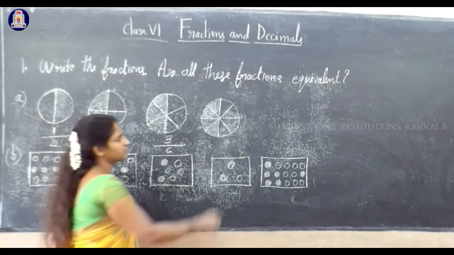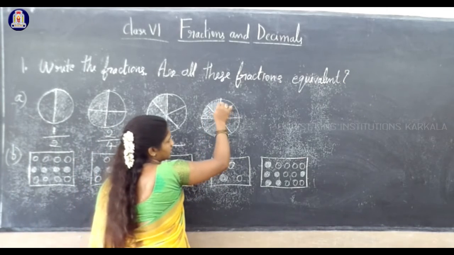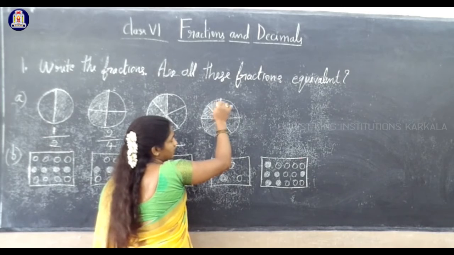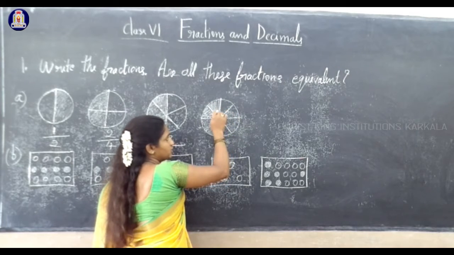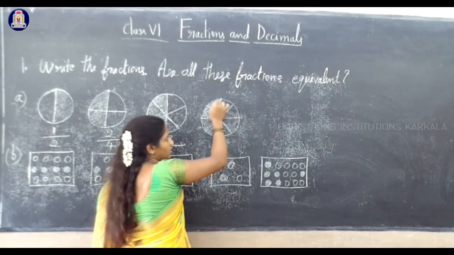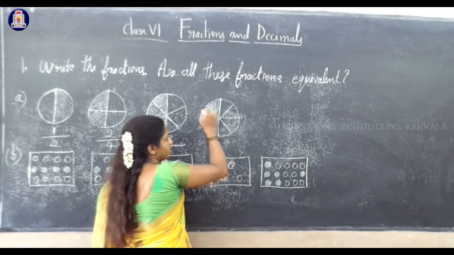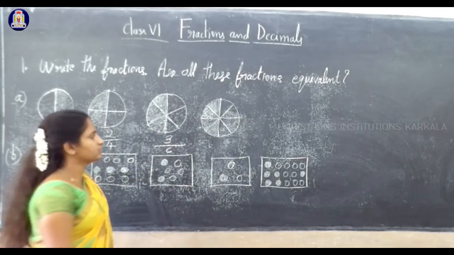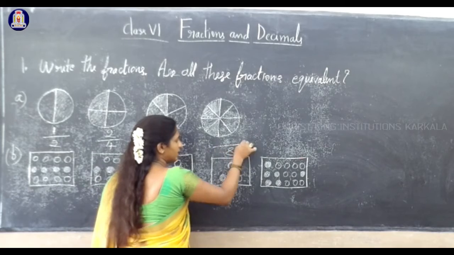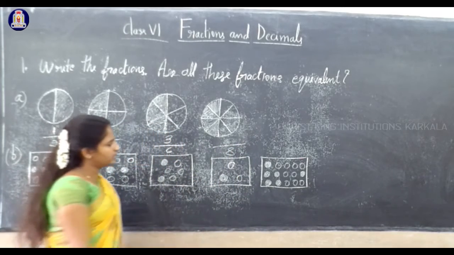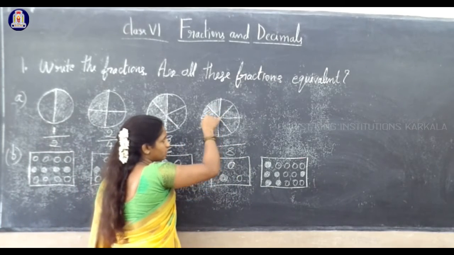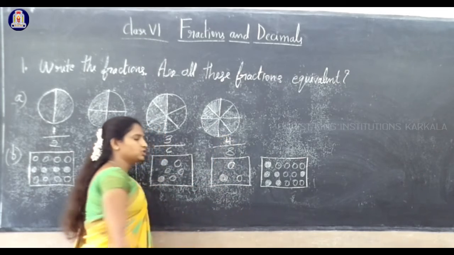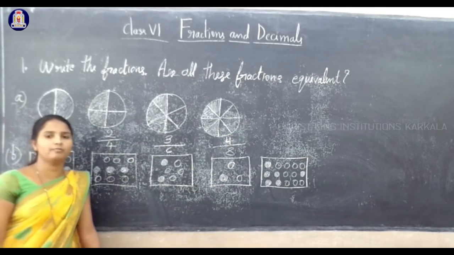The last figure, the shape is a circle, but the circle is divided into how many parts? 1, 2, 3, 4, 5, 6, 7, 8 parts. Okay, so this circle is divided equally into 8 parts. So now out of 8, 1, 2, 3, 4, only 4 parts are shaded. So the answer is 4 by 8.